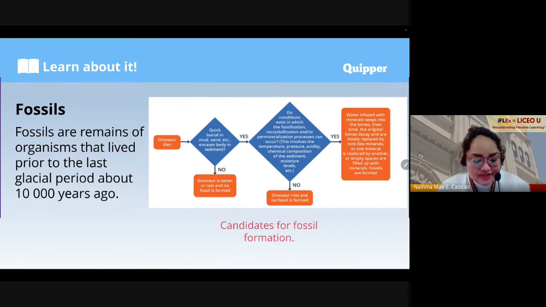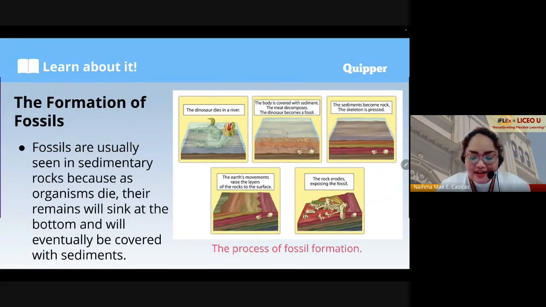What exactly are fossils? They are remains of organisms that lived prior to the last glacial period about 10,000 years ago. So you know what fossils are, I think. They are remains, what was left of dead plants or animals a long, long time ago. So how do fossils form? They are usually formed like this. It's not really like all kinds of fossils are made in the same step-by-step process. It's not always consistent, but in a sense it goes like this.